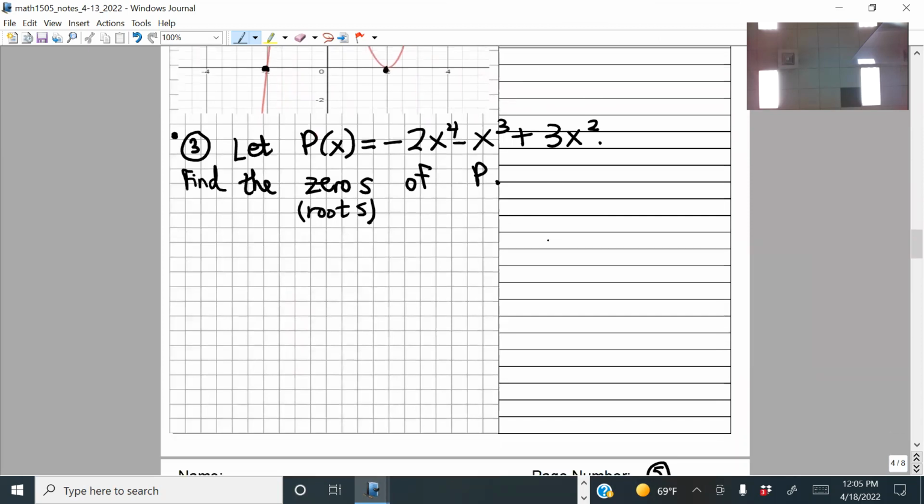All right, so I've got one for you, okay? So here is a fourth degree polynomial, because the highest power of x is 4. What's the leading coefficient here? -2, right?